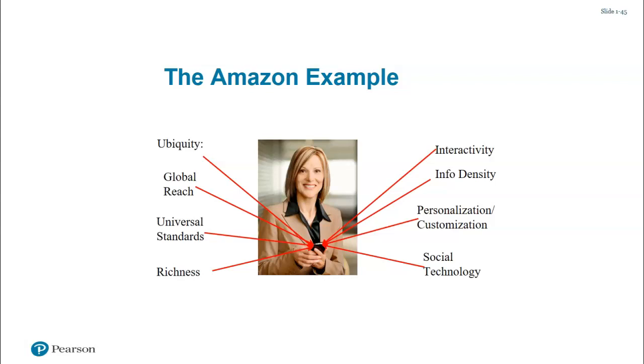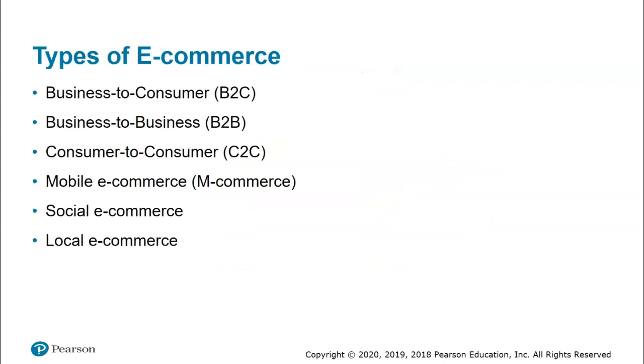Richness means I can watch video reviews, read in-depth content. Interactivity, if I've got a problem with a purchase, I can reach out to someone to get information and assistance. Information density means that there's a lot of information out there about the products and services I want to buy. Again, personalization and customization, I can choose what kinds of content come to my homepage when I log on to Amazon, and also they can recommend purchases to me based on my shopping and browsing habits. And finally, social technology, I can post reviews online, interact with other users, and also share my postings online.